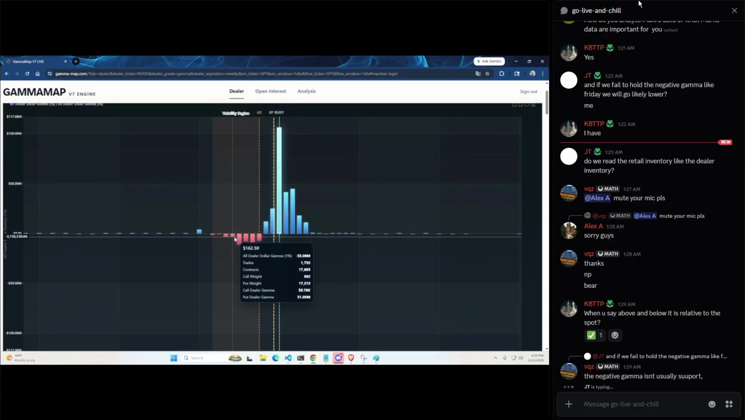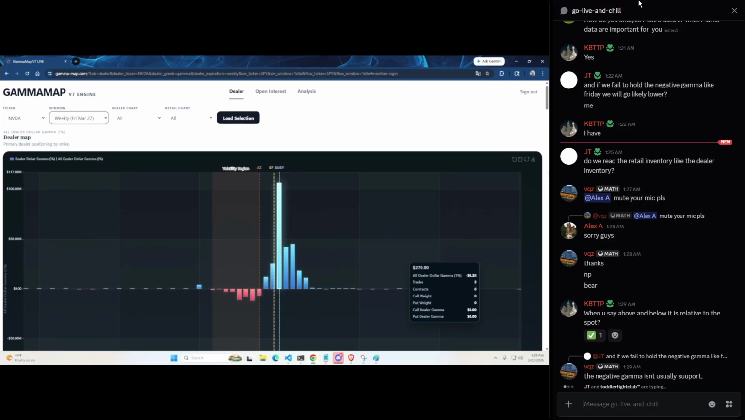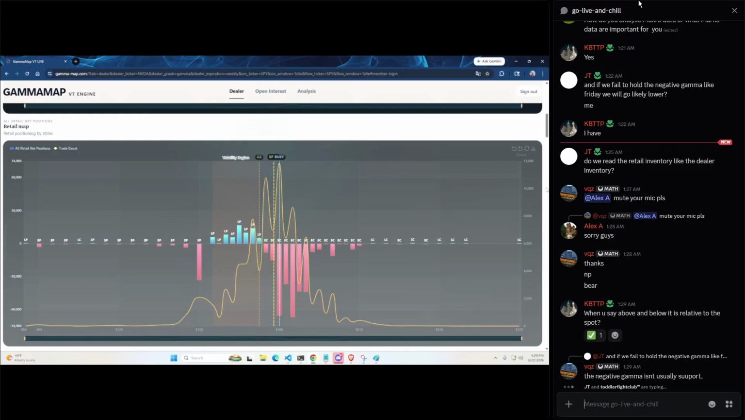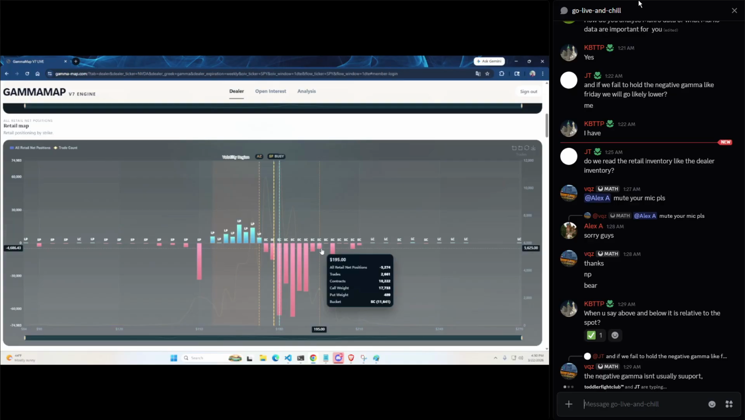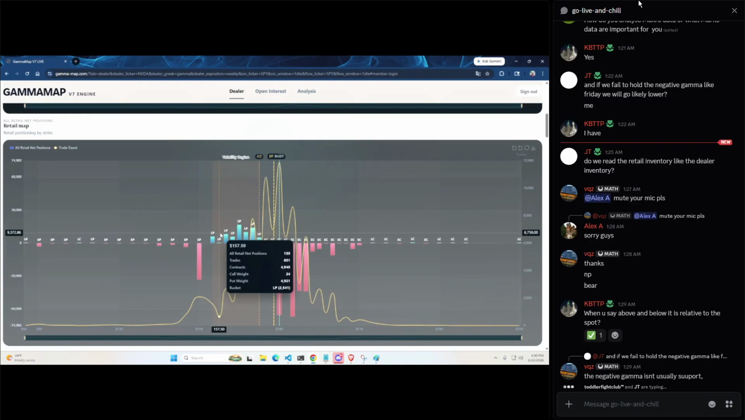Why are we negative? This is a perfect GEX paradigm. What is retail doing? What does retail do in GEX paradigms? They're buying puts and they're selling calls. Okay, and this is a perfect GEX paradigm. This is what we're talking about.